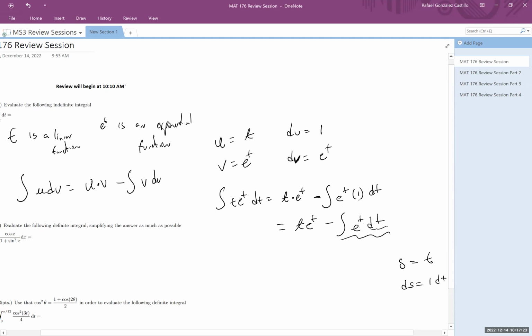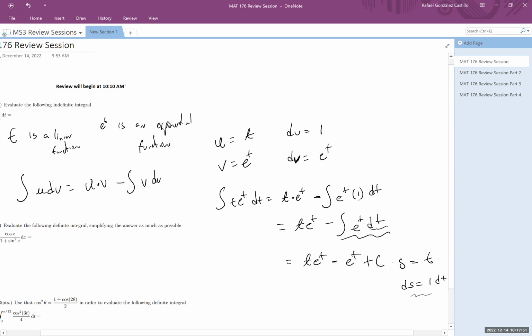And I'm only saying that because this could be more complicated than just e to the t. This could be something like e to the 2t, e to the 3t, e to the 4t, something like that, where you will have to use a u substitution and divide both sides of this equation. But we know that the derivative of e to the t is just e to the t. So the antiderivative of e to the t is e to the t. So this really becomes t e to the t minus e to the t plus c.